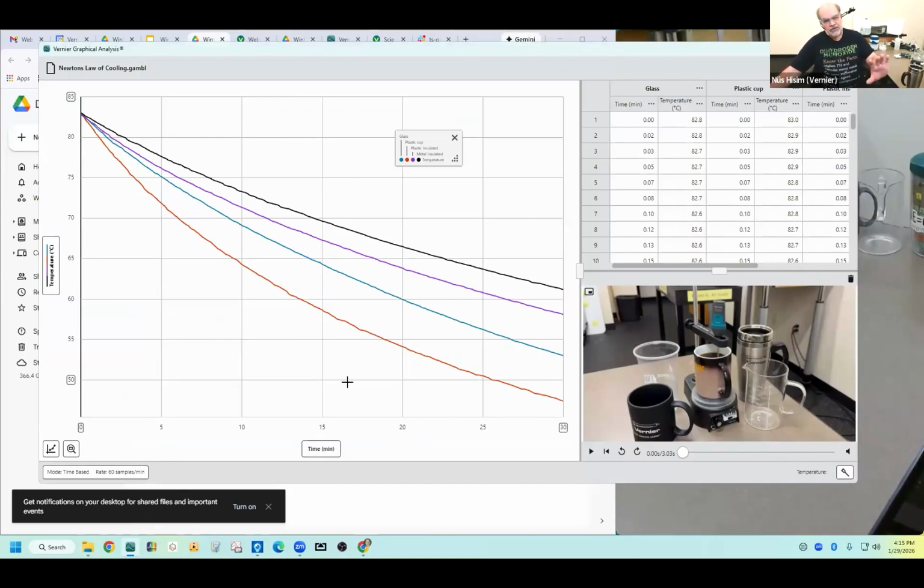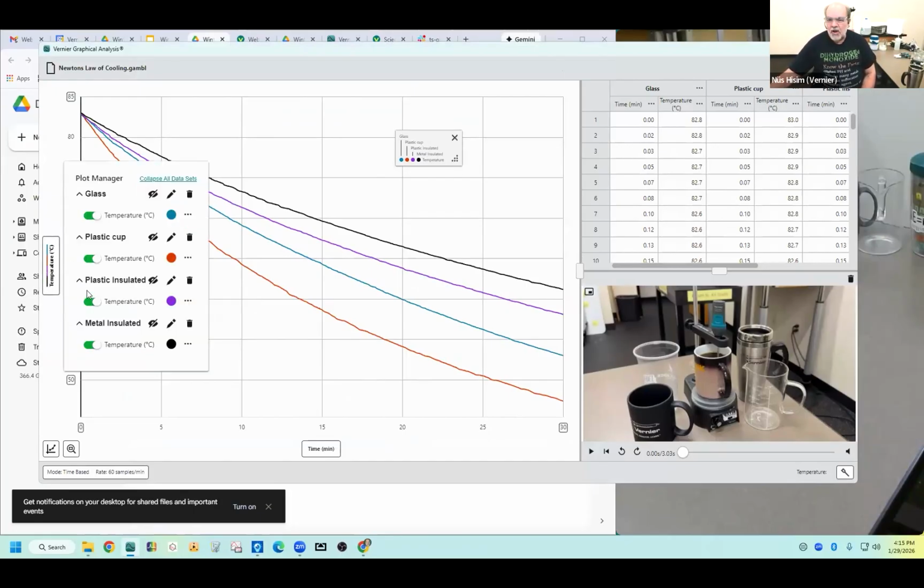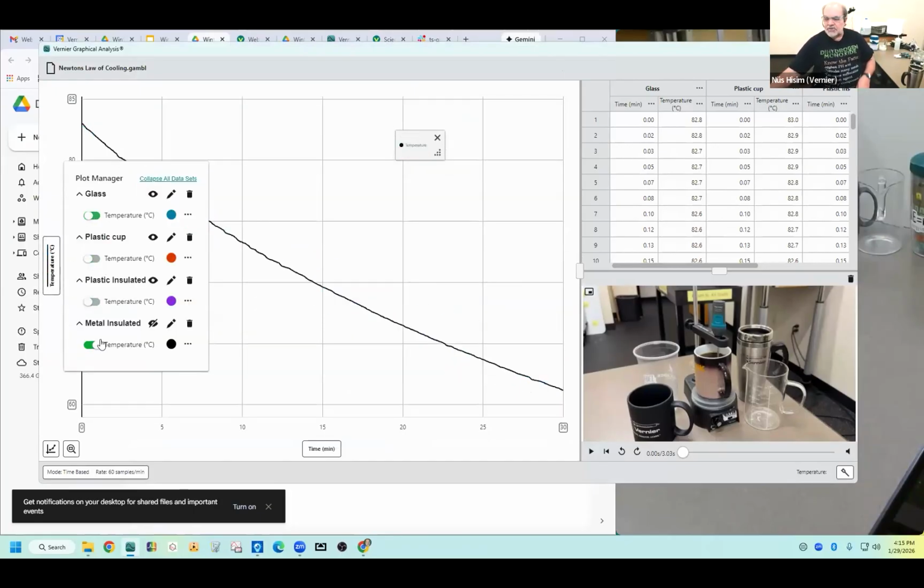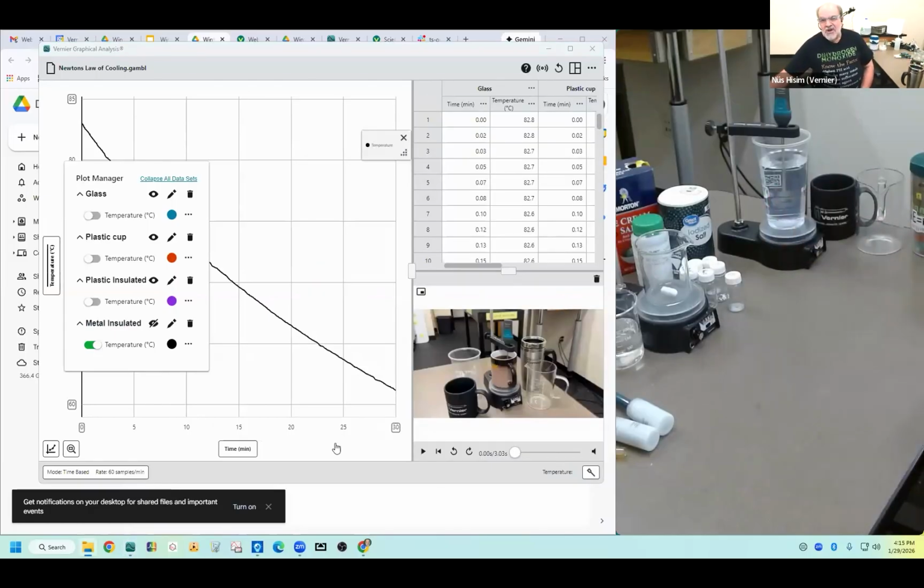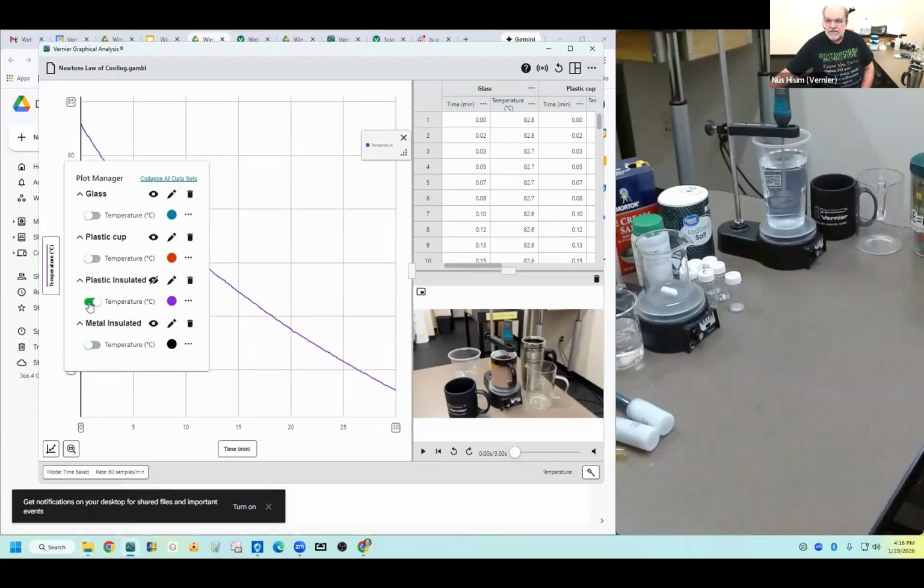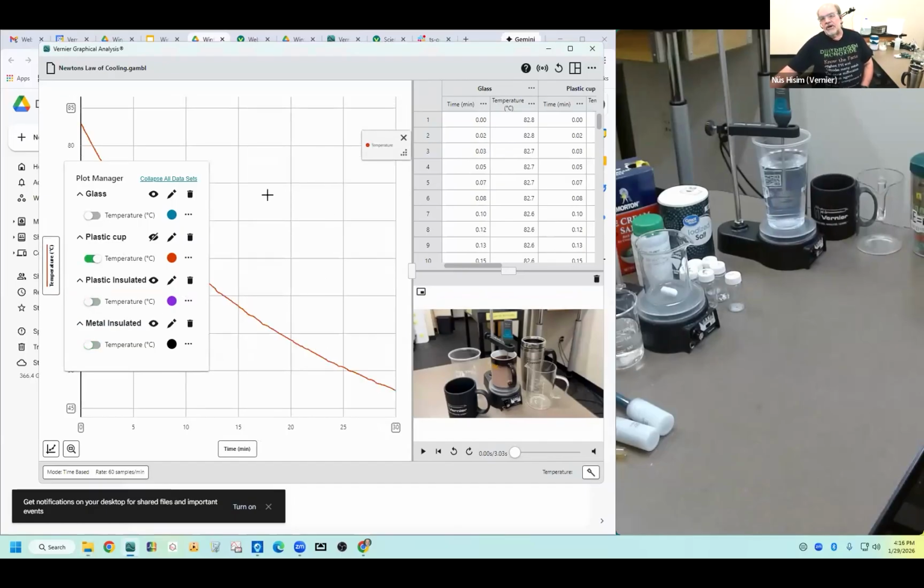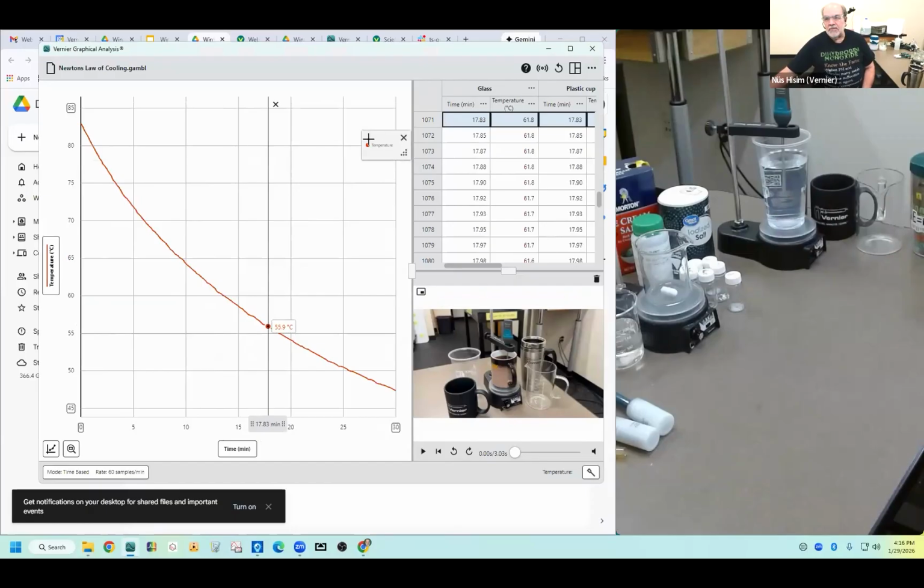There's zero effort to this lab. I ran it for 30 minutes, but honestly, you could do a shorter time and it just doesn't look as impressive. Let me knock off all but one. This plastic cup is the one I used for the data. So let's turn that one off and turn the plastic one on. It was red, wasn't it? Yeah, there it is. You could use any of them, but let me put that in.